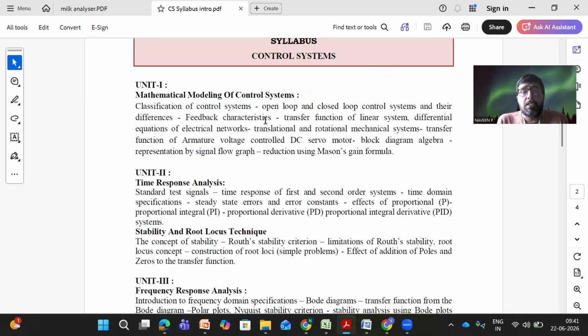Then we need to define what is transfer function, what is the importance of transfer function, and what are the drawbacks or limitations of transfer function. Then differential equations of electrical networks, where we must have the basics of writing differential equations, which must have been done in electrical circuit analysis. Thereafter, we discuss translational and rotational mechanical systems. Next, transfer function of armature voltage controlled DC servo motor. There is also field control, but in this syllabus we have only the armature controlled DC servo motor.